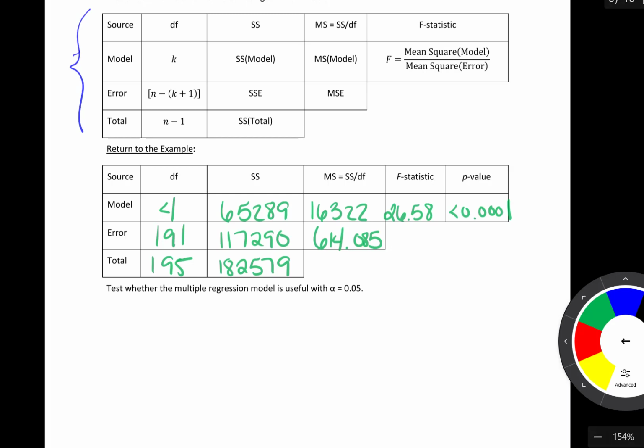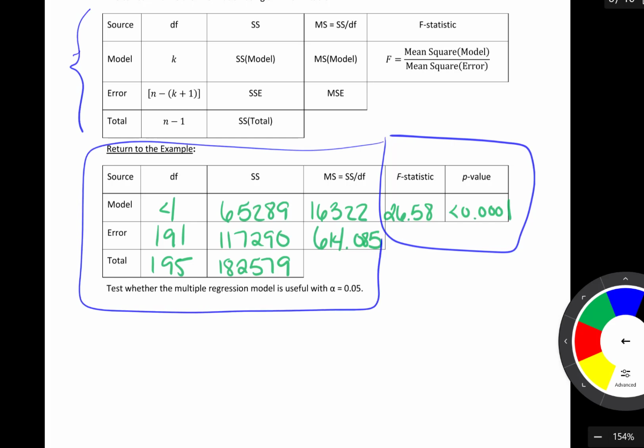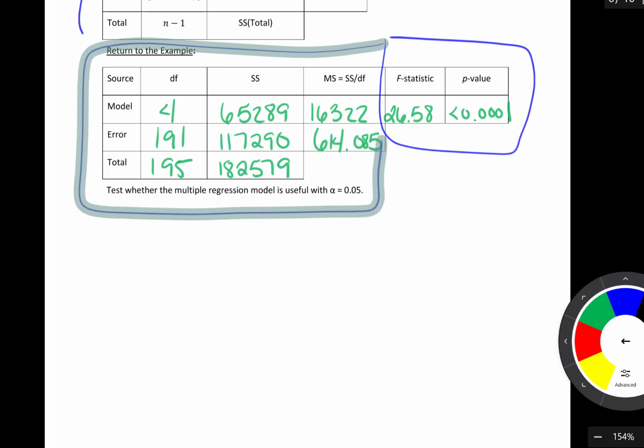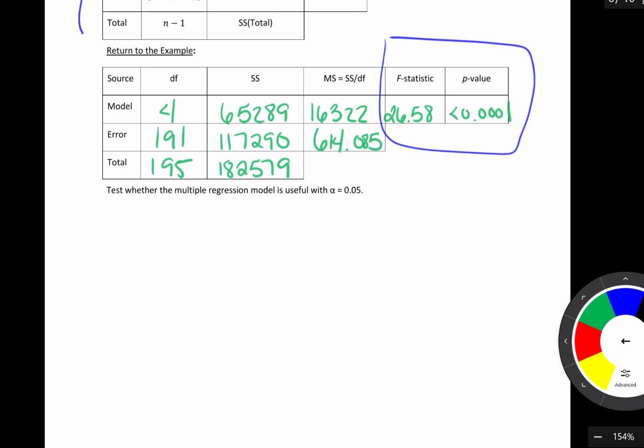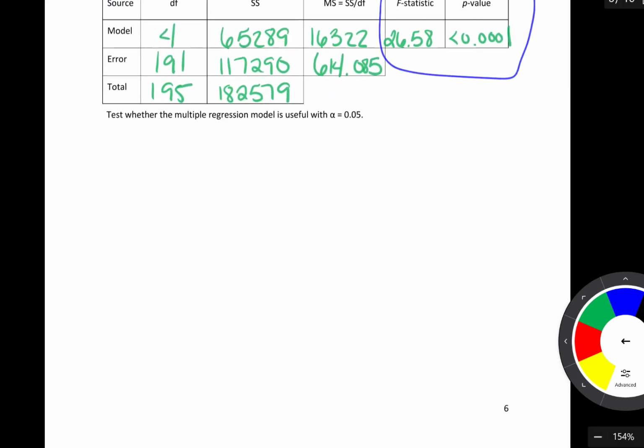And so the real purpose of the Anova table is that it helps us get to this piece right here. When we're looking at SAS or R output, really what we're looking for is that F statistic and the p-value. But the rest of the Anova table, if you've seen these before, is really helping us derive that F statistic. What it does is partition out different pieces of variability that we need to consider. So let's look at how we can actually test whether that multiple regression model is useful with alpha equal to 0.05.